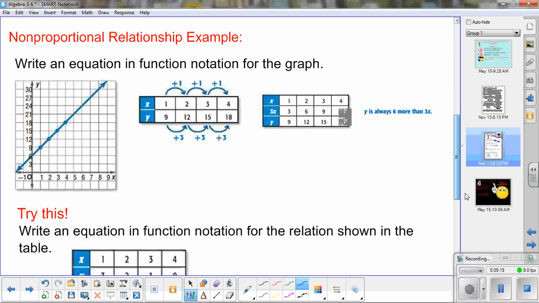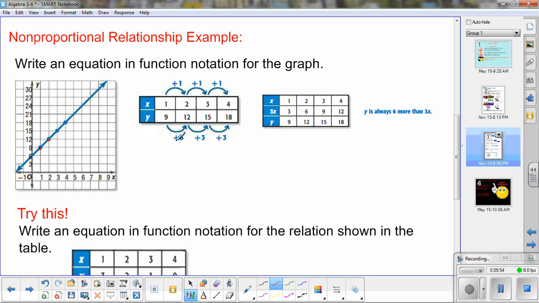Next, we have a non-proportional relationship. Write an equation in function notation for the graph. So here we have the graph. And to be able to come up with an equation for this graph, it might be helpful to take the points on the graph and make a table. So here's a table of our x and y values. When x is 1, y is 9. You see that right there. And when x is 2, y is 12, and so on.